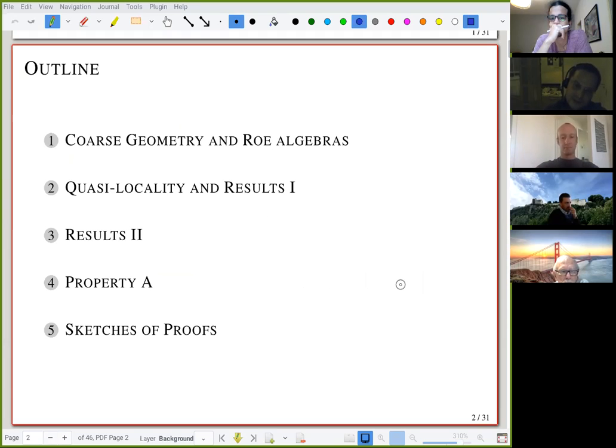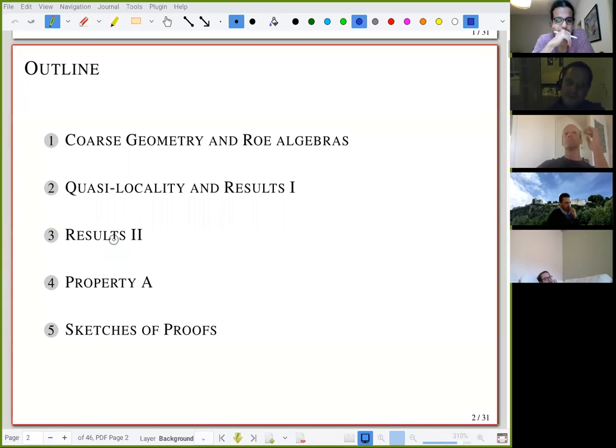I want to very briefly say something about coarse geometry and define what the Roe algebras are, then explain what quasi-locality is, and then talk about the results. The results two are the more recent ones, which connect with the rigidity results. Then 4 and 5 are towards proofs. 4 is explaining what property A is, which makes an appearance before, but I'm not going to say anything about it then. And then sketches of proofs for the first set of results, which you'll see.